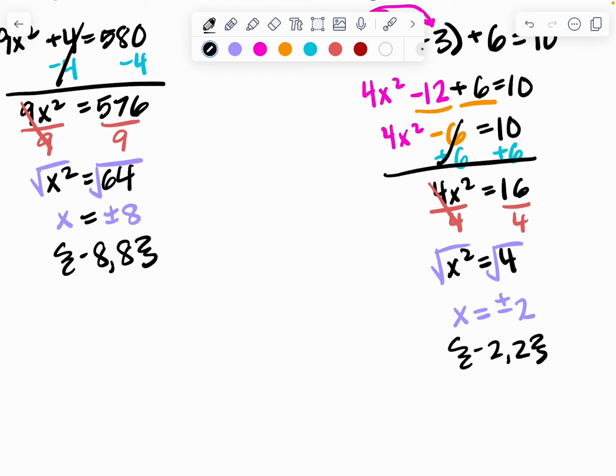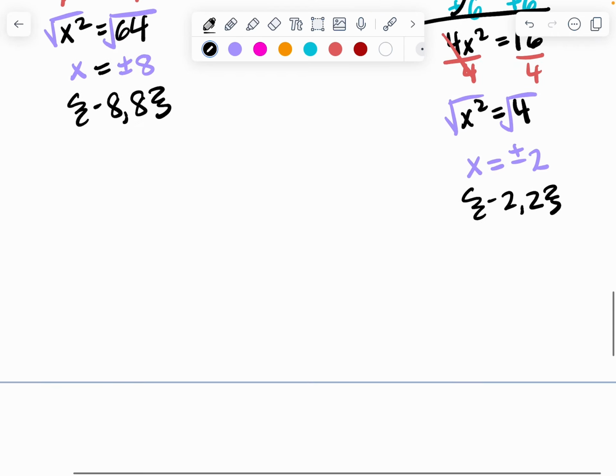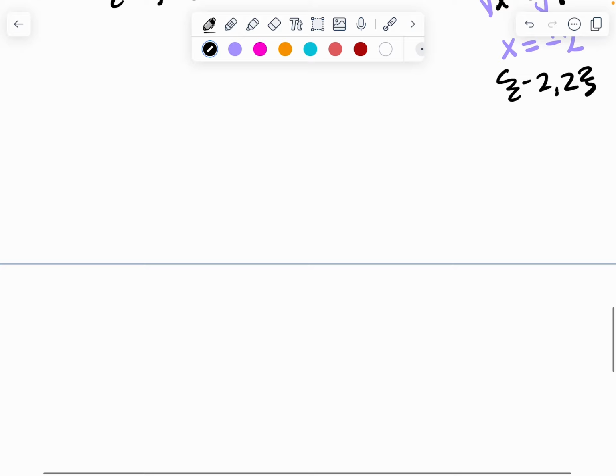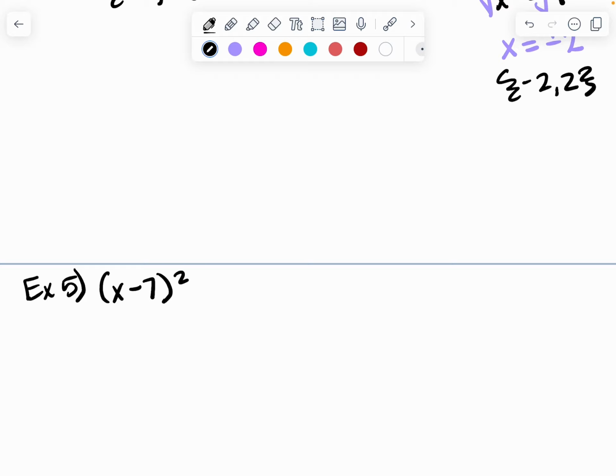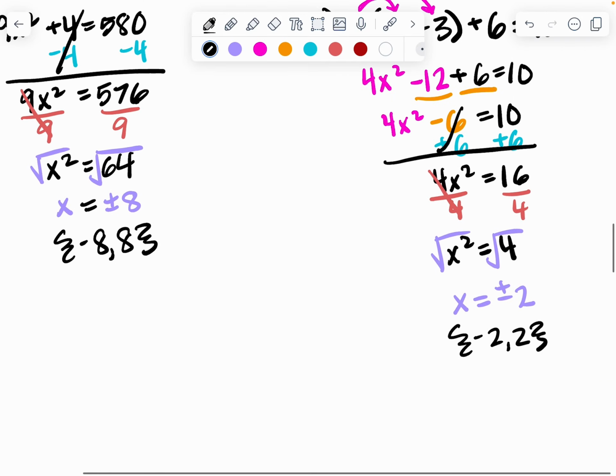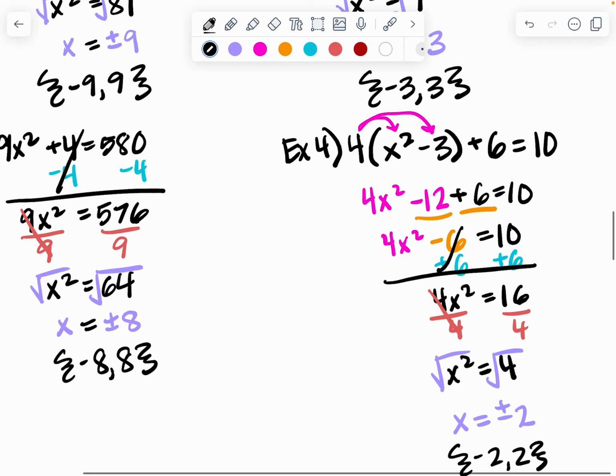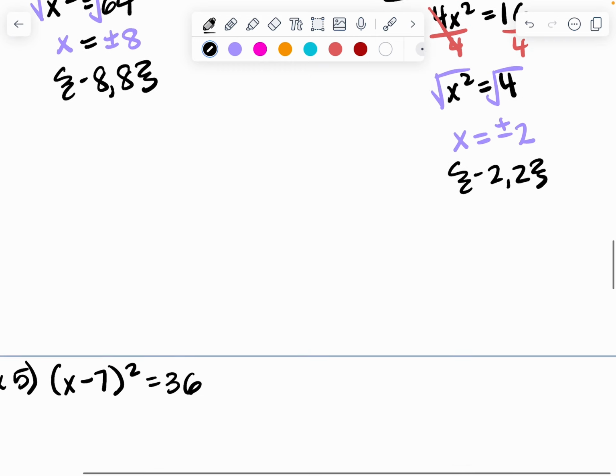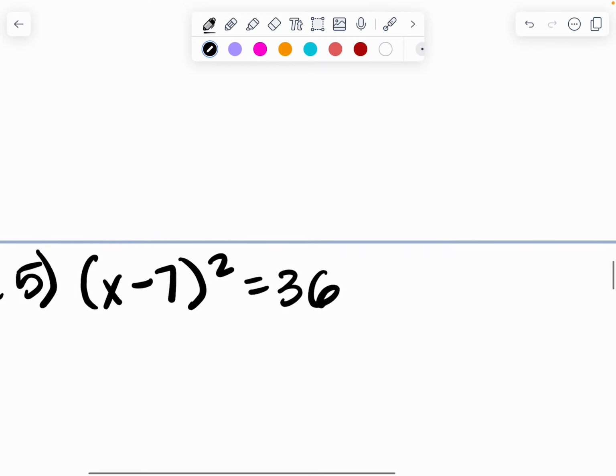Okay, a few more examples here. Just 2 more. Example 5. X minus 7 squared equals 36. Okay, now we have the squared on the outside of the parentheses. So notice how that's different from the parentheses in number 4. In number 4, the x squared was inside the parentheses. Now the squared, the exponent of 2, is on the outside of the parentheses.